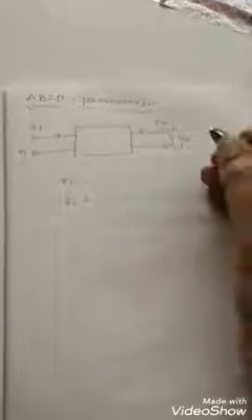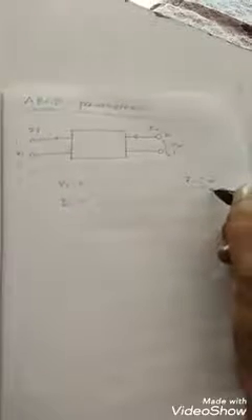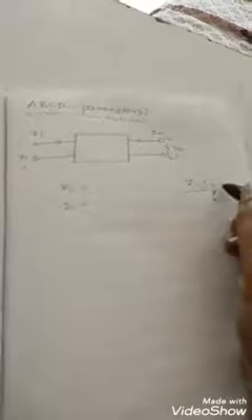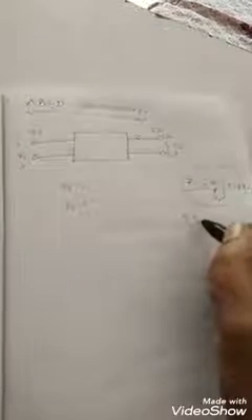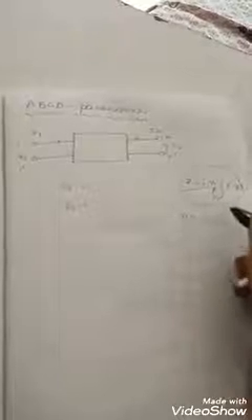We will revise once again. The first topic is the Z parameters, impedance parameters. In Z parameters, V1 and V2 are the dependent parameters, and I1 and I2 are the independent parameters. The next one is the Y parameters. In Y parameters, I1 and I2 are the dependent parameters and V1 and V2 are the independent parameters.